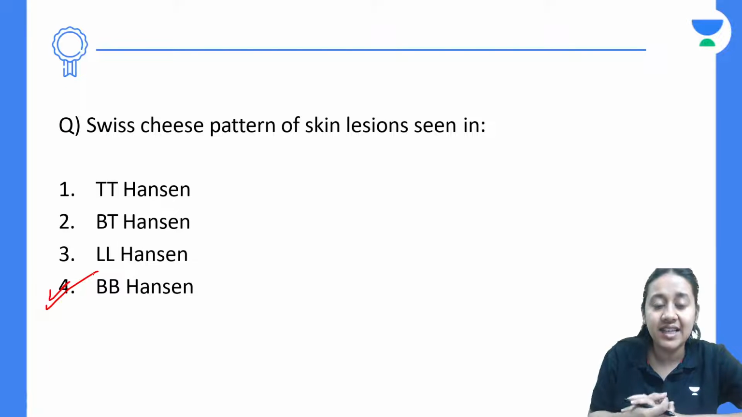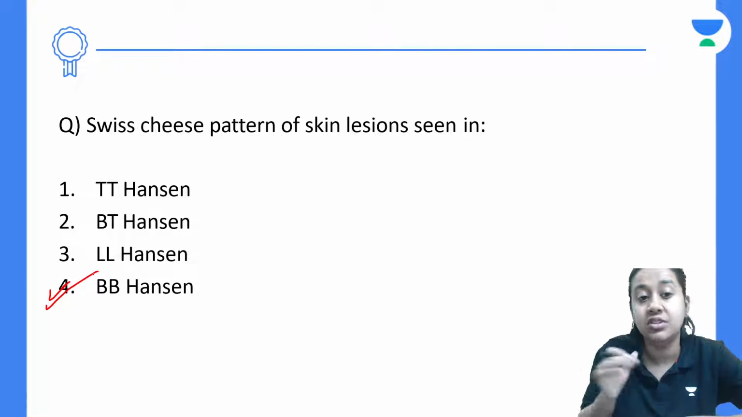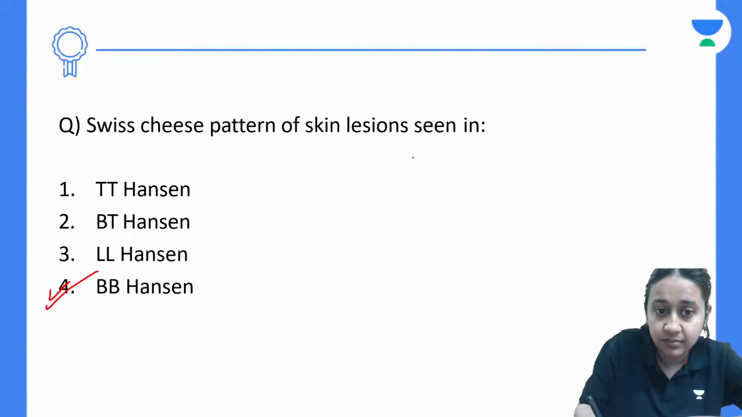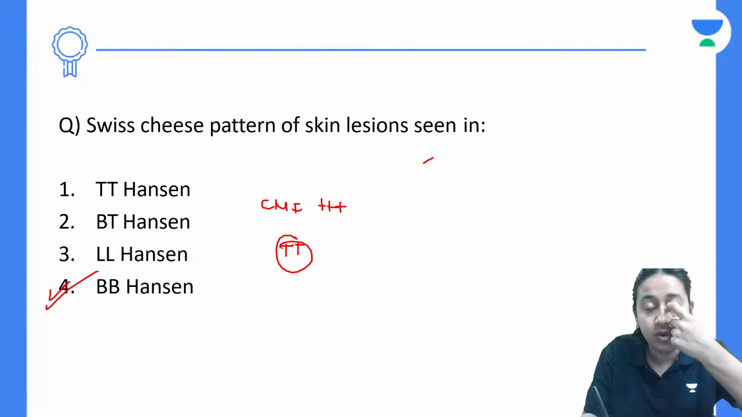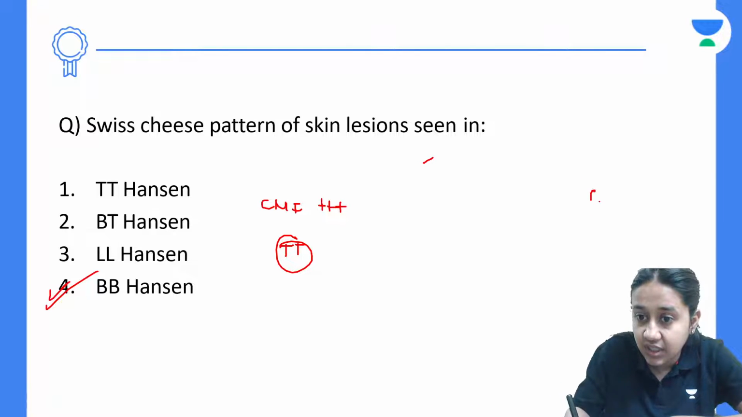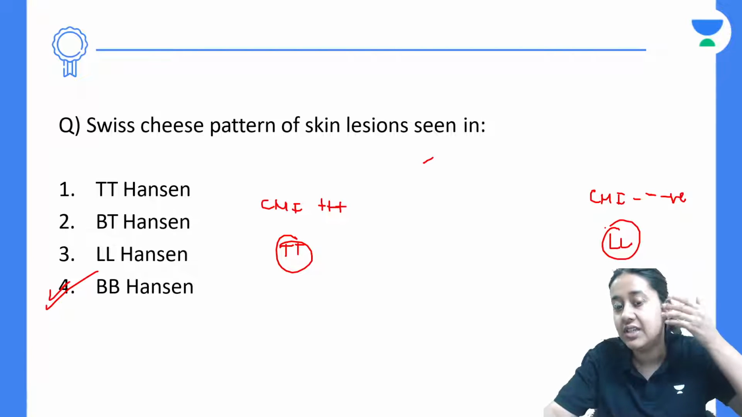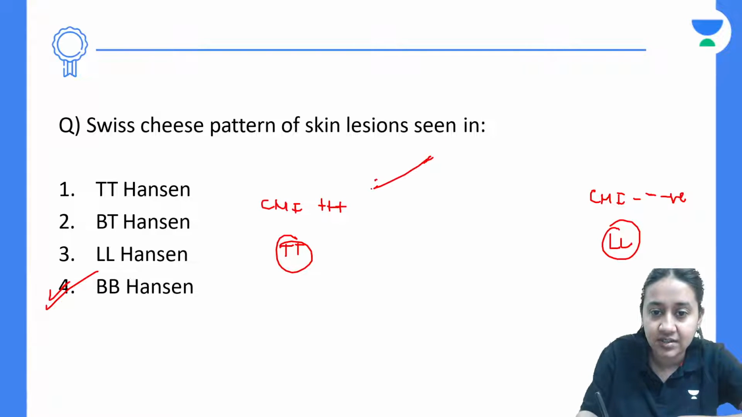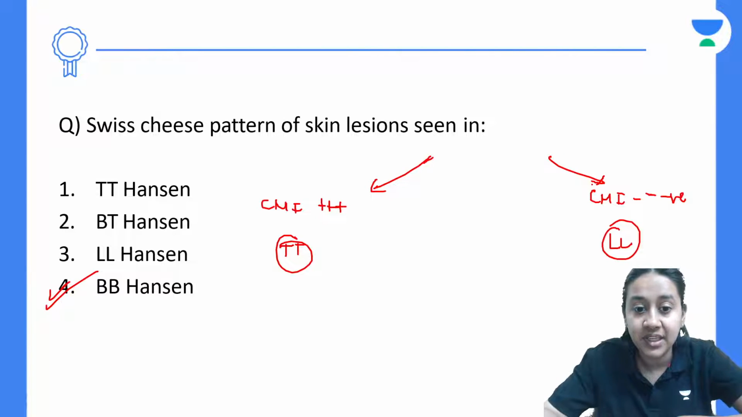So leprosy is a disease which has different presentations depending upon the immune status of the patient. If the immunity is good, you will get a localized lesion known as TT, the tuberculoid pole, which has only few lesions. But if the immunity is poor, the patient will develop a widespread diffuse form known as lepromatous leprosy. So two types of leprosy, one is TT and another is LL.